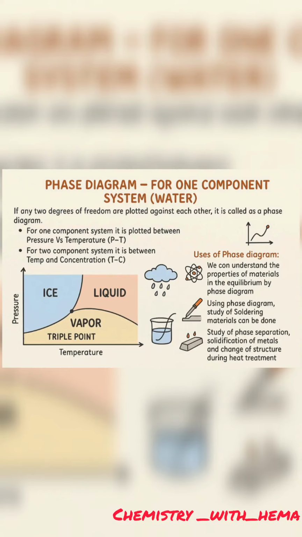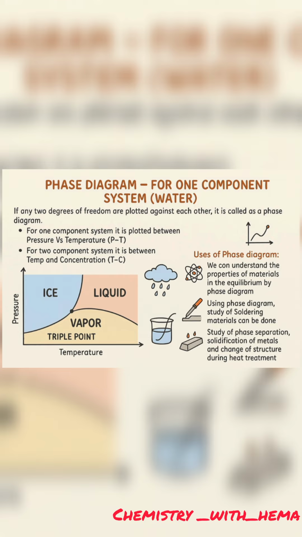A phase diagram is a graphical representation of different phases, solid, liquid, gas, with conditions of temperature, pressure and concentration. The phase diagram is a 2D plot. For a one component system, the 2D plot is between pressure and temperature. For a two component system, it is between temperature and concentration or composition. Here the pressure is constant, at 1 atmospheric pressure, for the two component system.